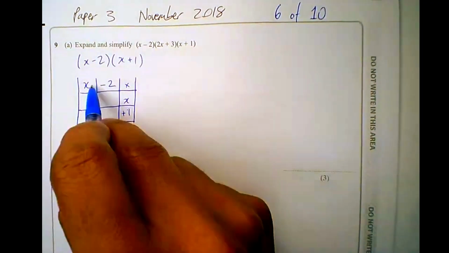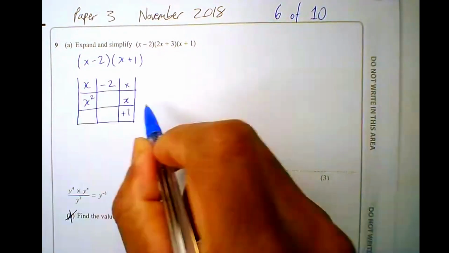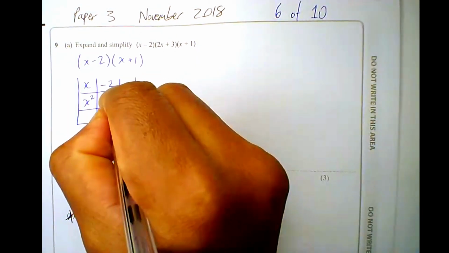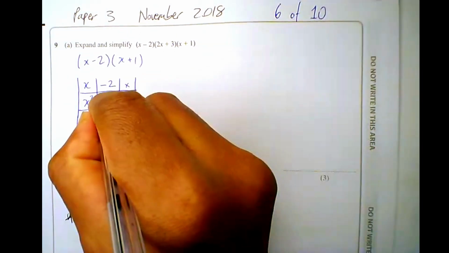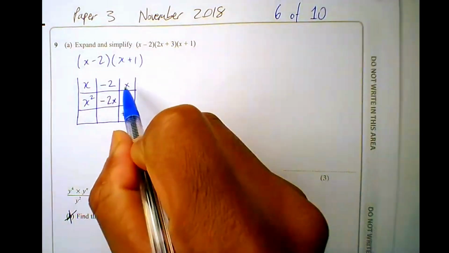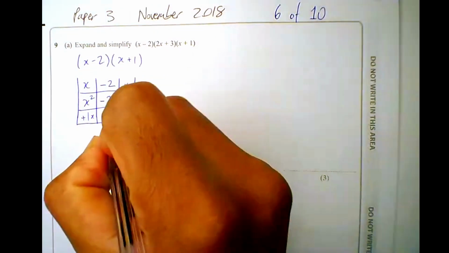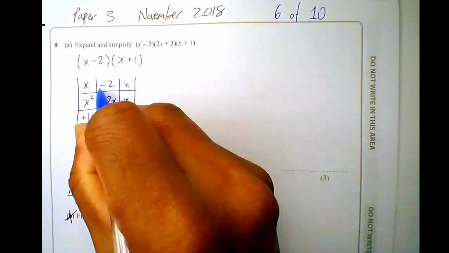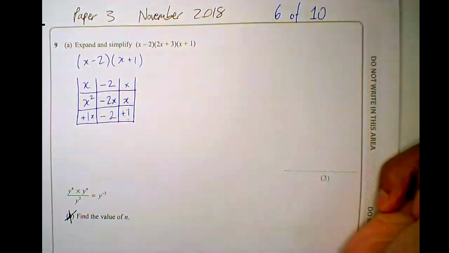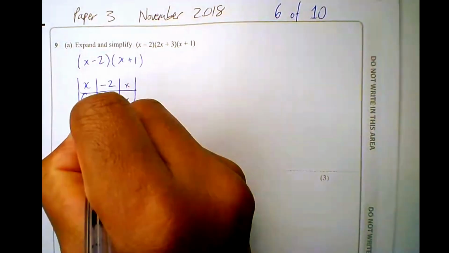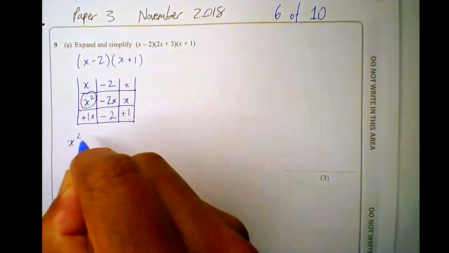And we've got x times x squared, x times 2, 2x, and you've got a negative. 1 times x, 1x, so plus 1x. 1 times 2 is 2, positive, and a negative gives me a negative. Now I simplify this, x squared.